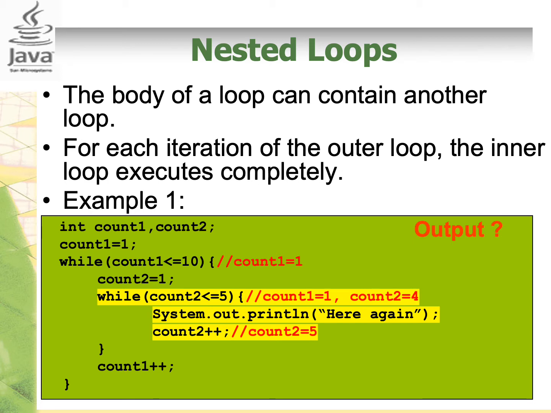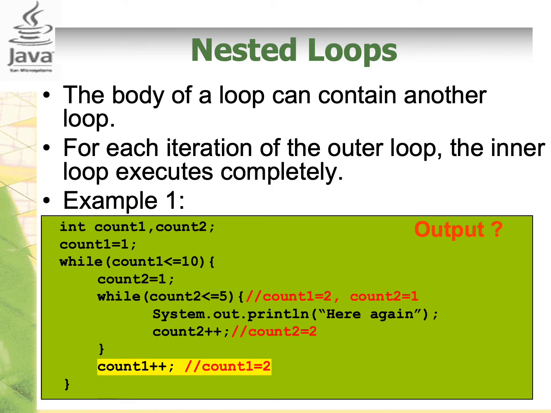We are still within the inner while loop. It checks, is 4 less than or equal to 5? As it is true, it displays here again and increments count2. Count2 becomes 5. Same as before, it checks, is 5 less than or equal to 5? And executes here again, then count2 becomes 6. Within the inner while loop, when it checks the condition, is 6 less than or equal to 5, it becomes false. So it exits the inner while loop and returns to the outer while loop.